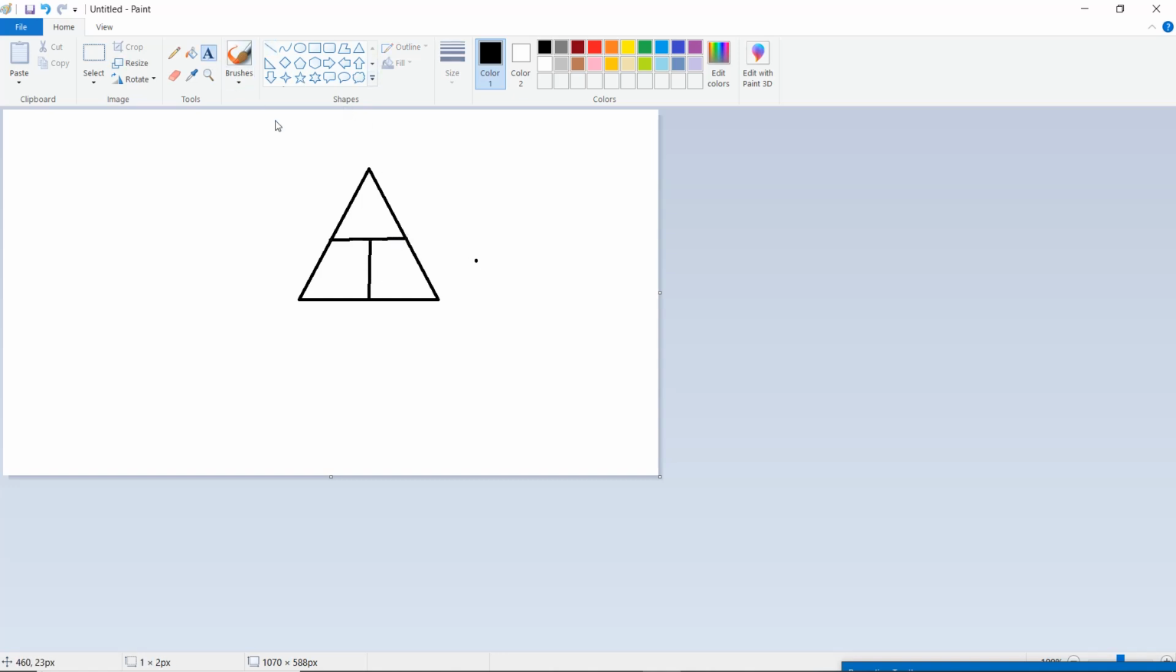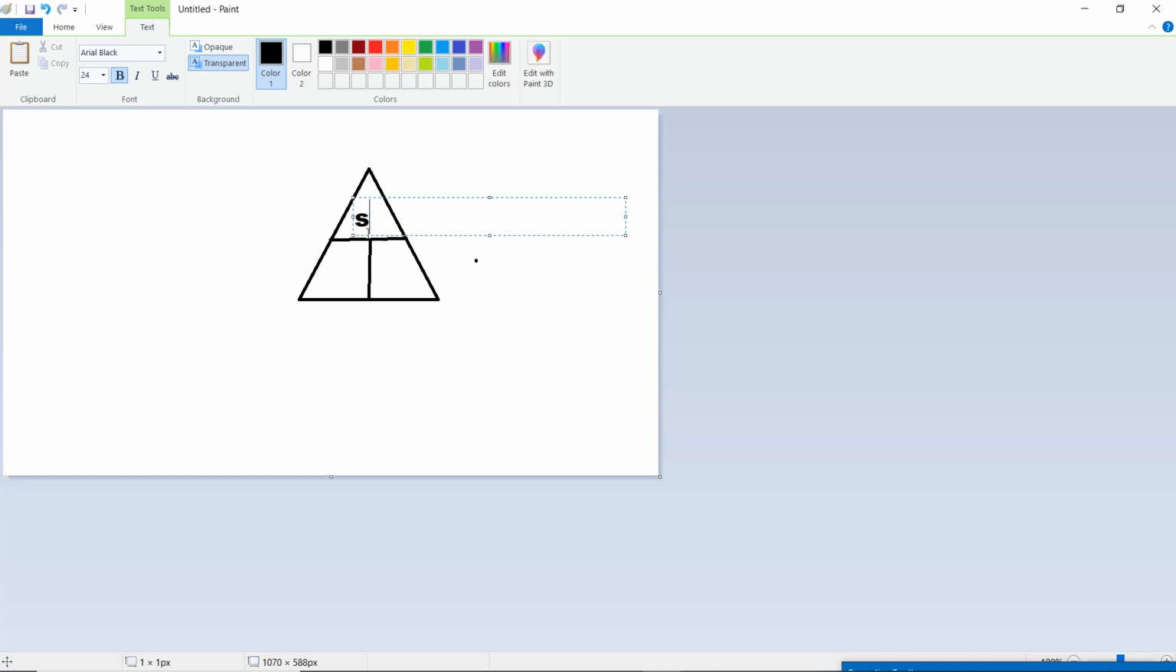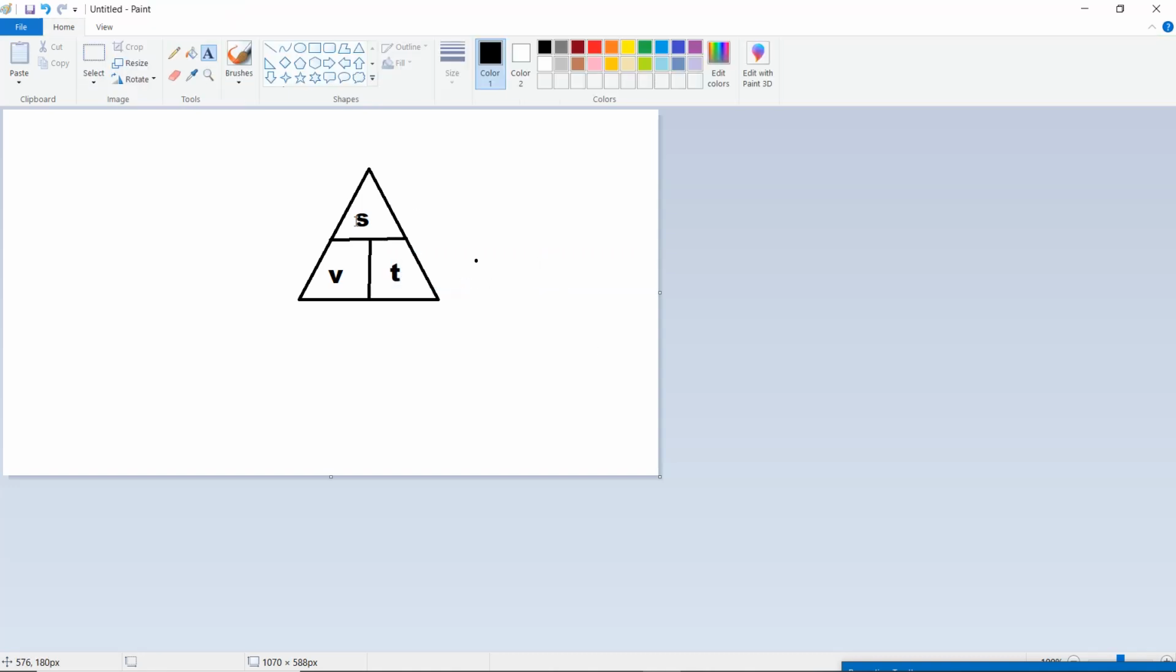So what's at the top? At the top is S, right? What is at the bottom is V and T. What is S? It's the distance, right? So if I want the distance, I cover the S using a hand, or because I'm using Paint. If I cover the S, what is the remaining? The remaining is V and T, right?